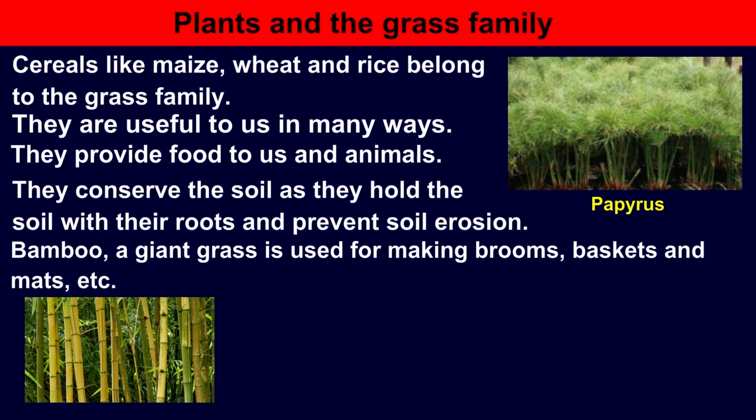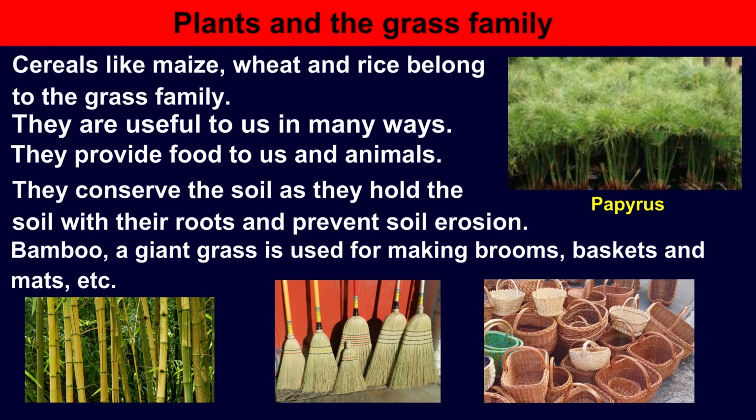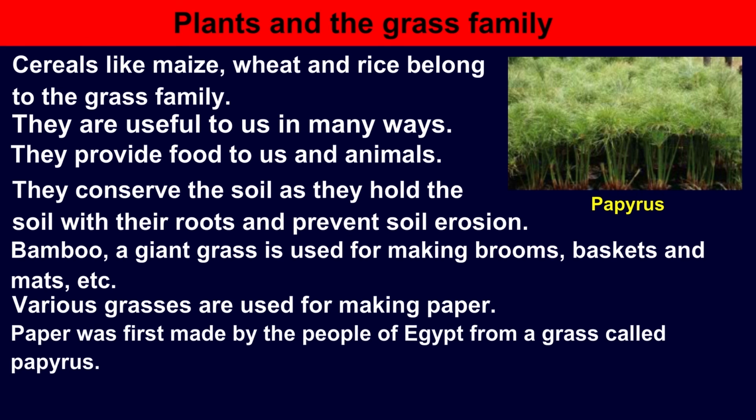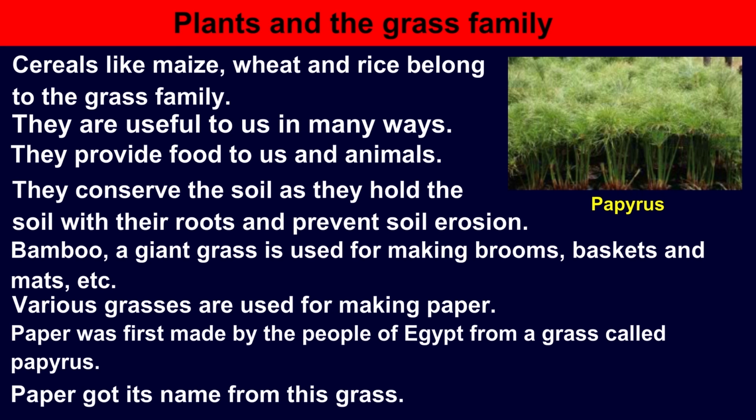Bamboo, a giant grass, is used for making brooms, baskets, and mats, etc. Various grasses are used for making paper. Paper was first made by the people of Egypt from a grass called papyrus. Paper got its name from this grass.